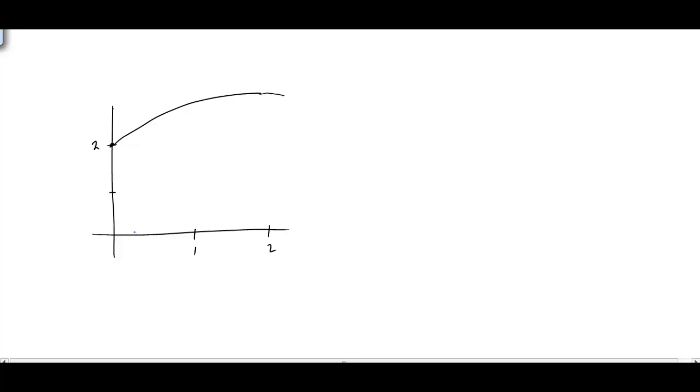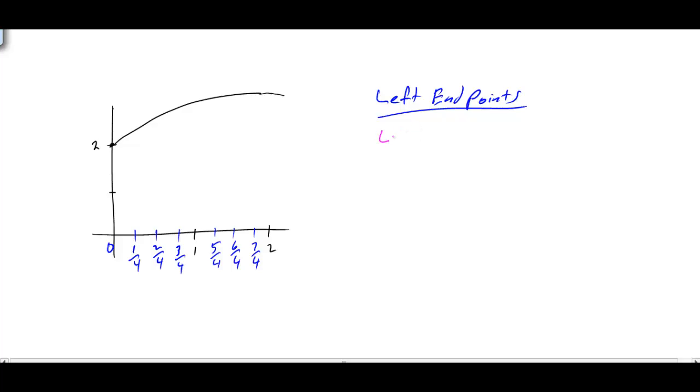Well, once again, we're going to mark off the same 1/4, 1/4, 2/4, 3/4, 4/4, 5/4, 6/4, 7/4, and then 8/4. When we go to draw the rectangles now, we're going to use the left endpoints. And now we're going to be calculating the lower sum. And you can think of this as lowercase s8 for your lower sum.